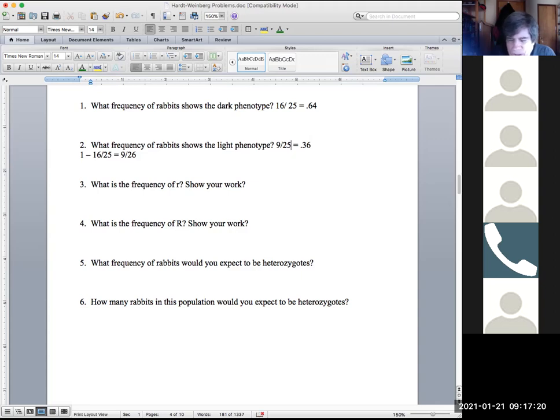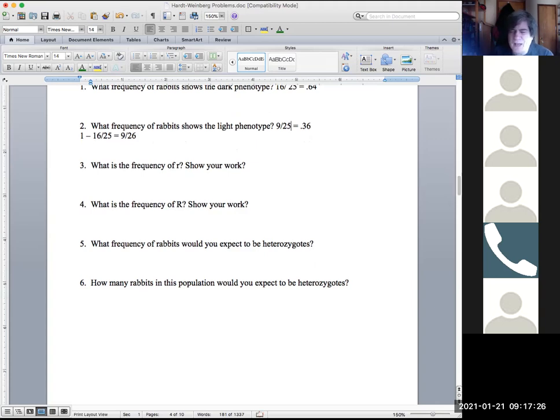So the clock is ticking. Use your calculator, see if you can figure these out. Think about kind of logically how you would analyze these questions. 3 and 4 should be pretty obvious. 5 should be obvious if you think about the Hardy-Weinberg equation. 6, you might have to think about a little bit.